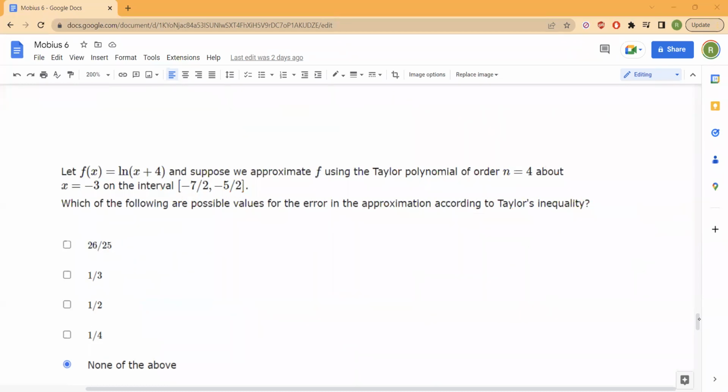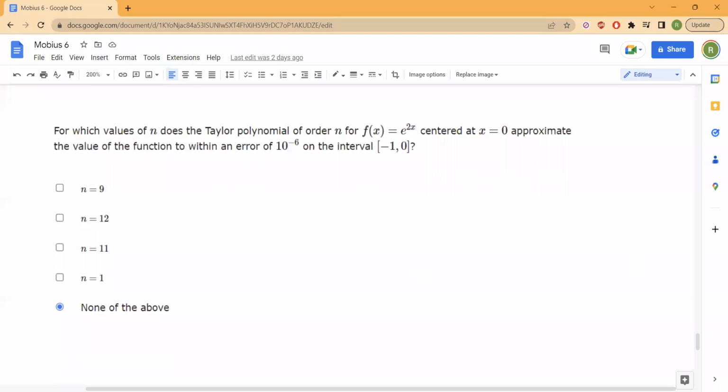Okay, and finally, let's go to our last question. For which values of n does the Taylor polynomial of order n for f of x equals e to the power of 2x, centered at x equals 0, approximate the value of the function with an error of 10 to the power of -6 on the interval [-1, 0]? Again, if we remember, the way we find that error bound is we try to maximize the absolute value of the (n+1)th derivative of x times (x minus x null) to the power of n plus 1, over (n+1) factorial.